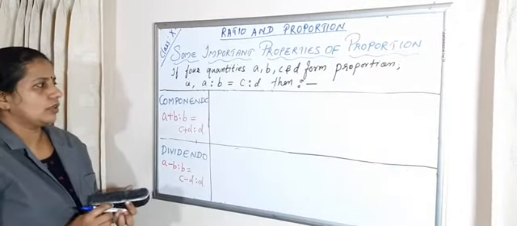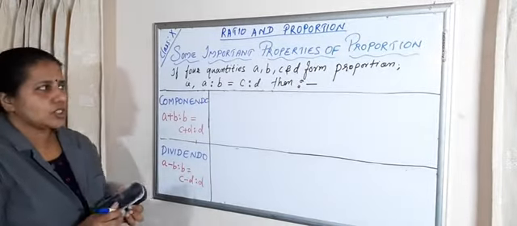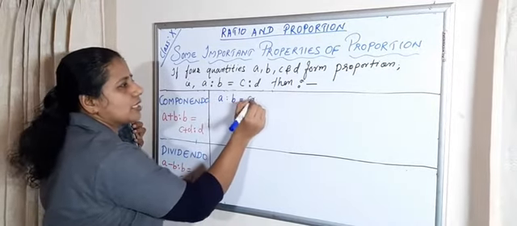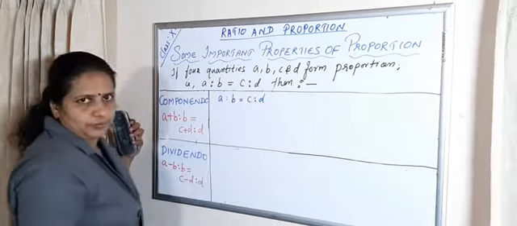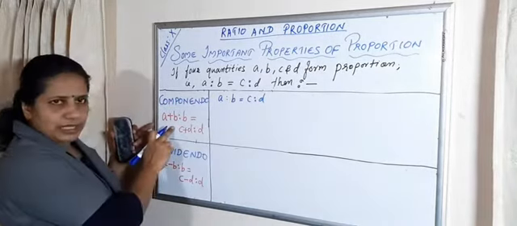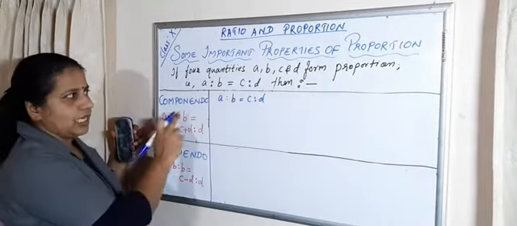Next one, componendo. Here, A is to B equal to C is to D. We are combining these two quantities. That is, A plus B is to B equal to C plus D is to D. We can check. From this we can write A by B equal to C by D.